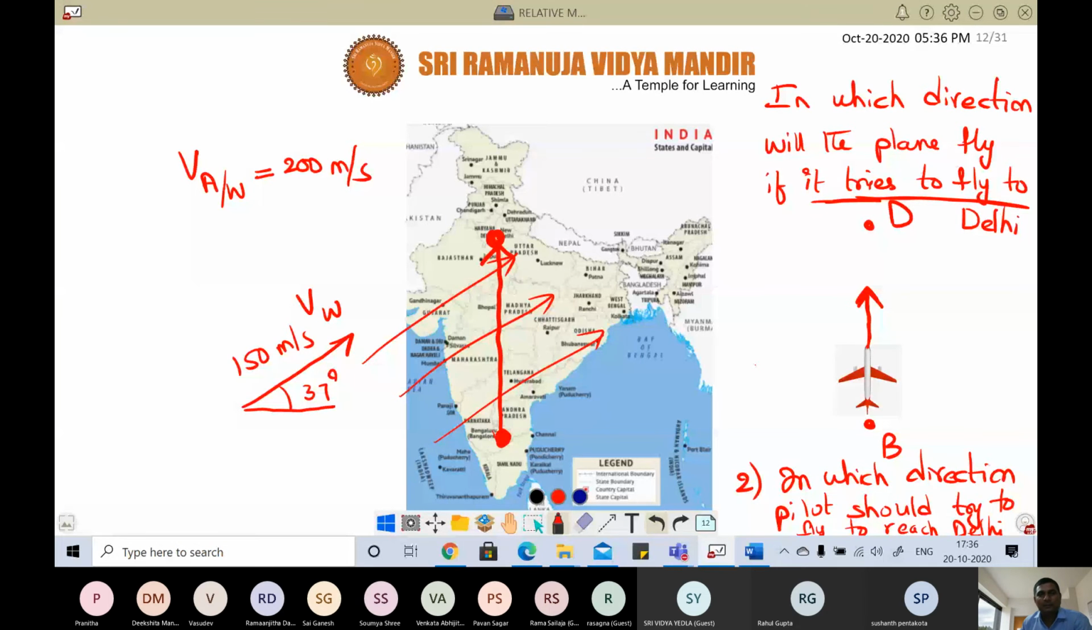See, this is a practical problem. Now the pilot wants to point the aeroplane ahead in some direction so that he will finally reach Delhi. Now you should tell him: is the angle 143 from the x-axis or the y-axis? Sir, from the y-axis. No. Or x.